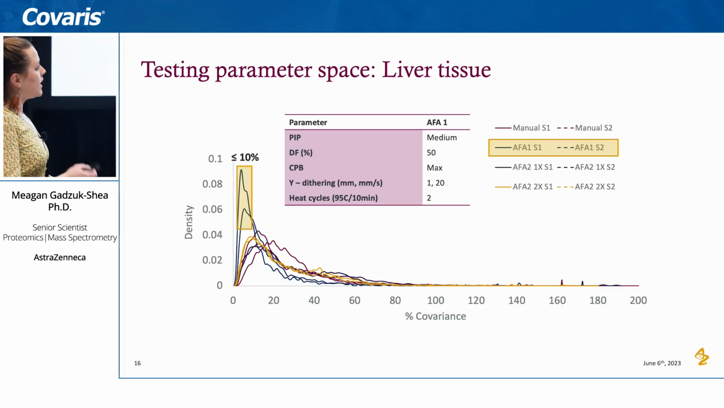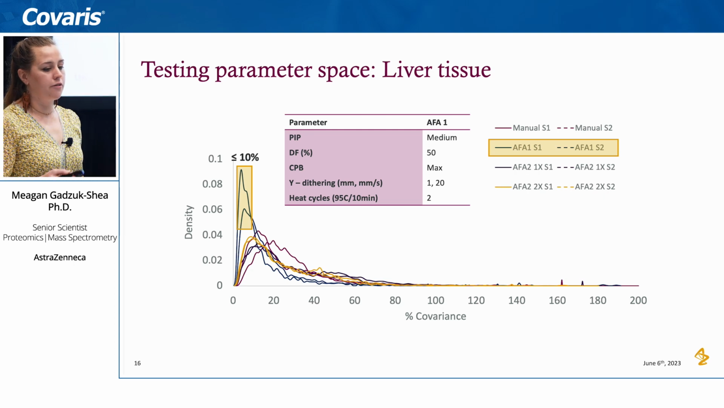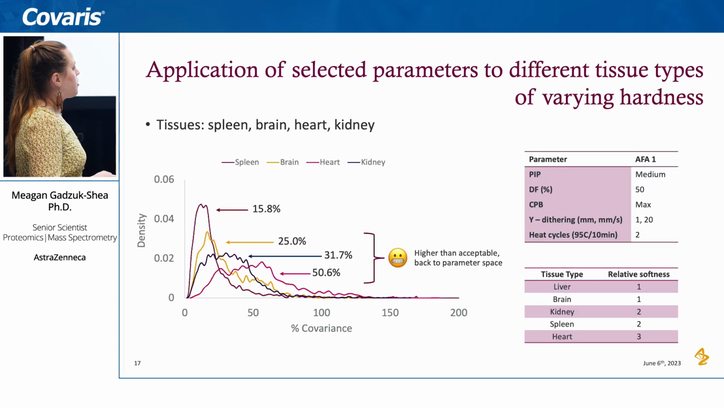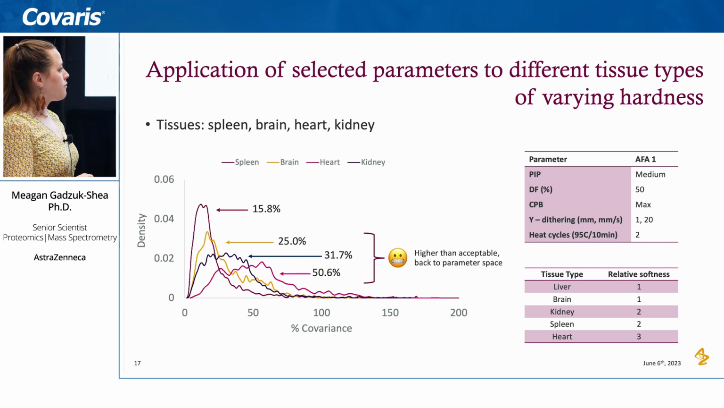And so looking at the mass spec data from these results, we see that AFA1 is also giving us really great CVs. So that was pretty exciting. And so we decided to move forward with this AFA1, and these are those parameters, to test on different tissue types of varying hardness. The different tissues that we worked with in this next round were liver, brain, kidney, spleen, and heart. So quite a few.